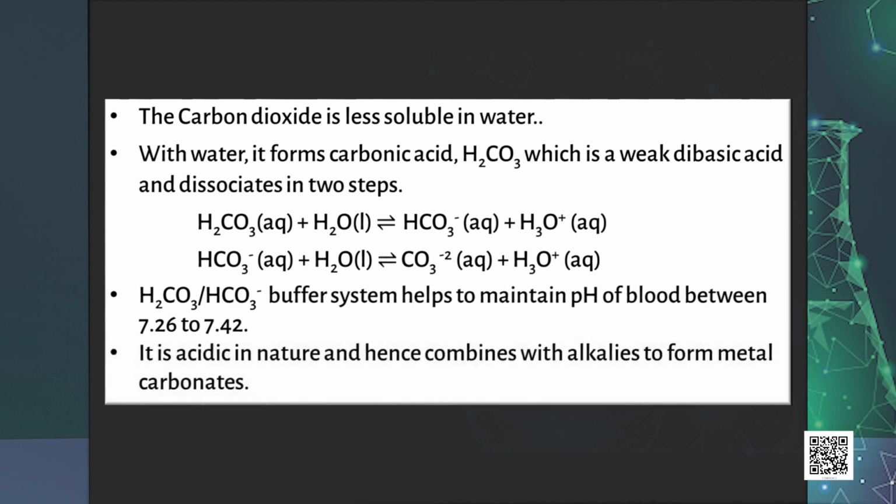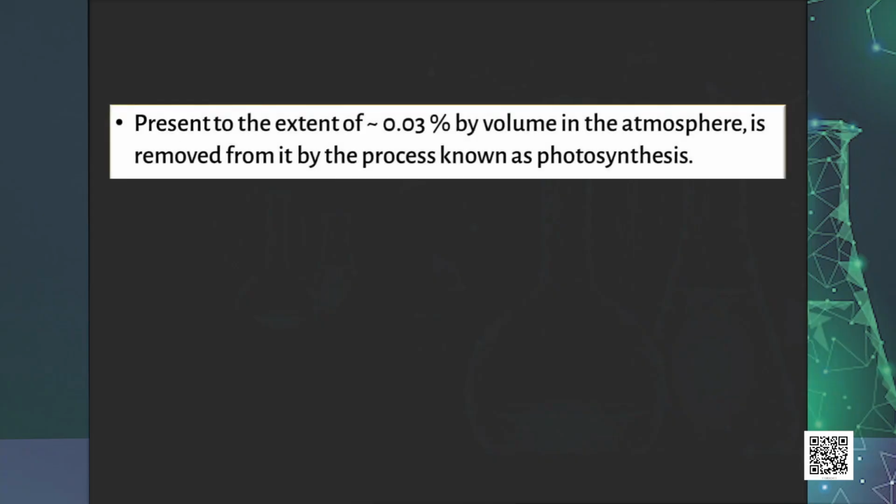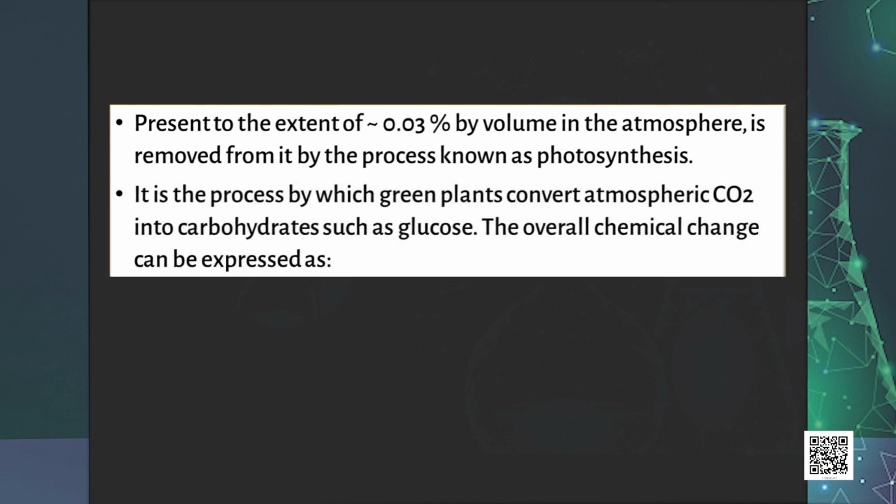Being acidic in nature, it combines with alkalis to form metal carbonates. Carbon dioxide, which is normally present to the extent of approximately 0.03% by volume in the atmosphere, is removed from it by the process known as photosynthesis. It is the process by which green plants convert atmospheric CO2 into carbohydrates such as glucose.